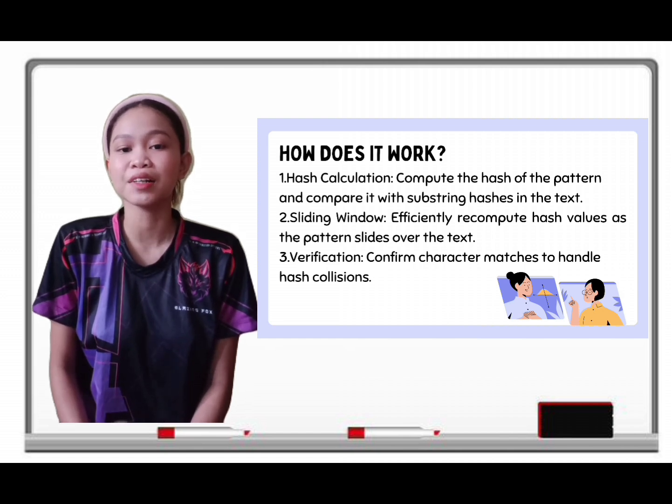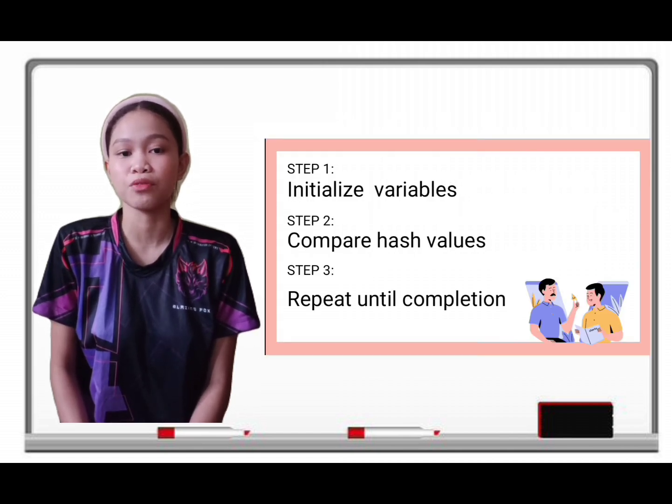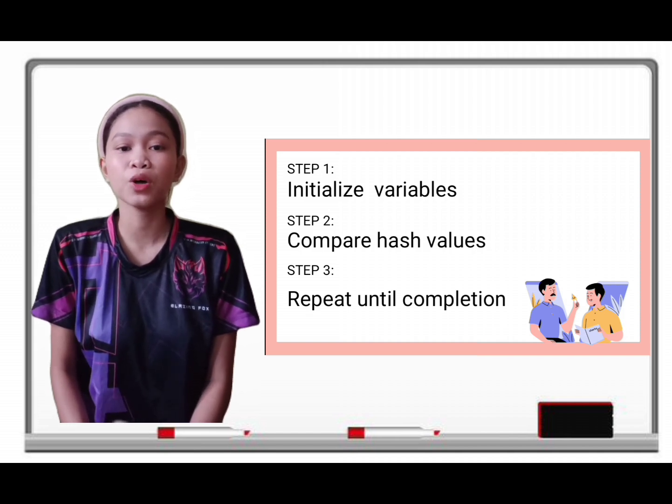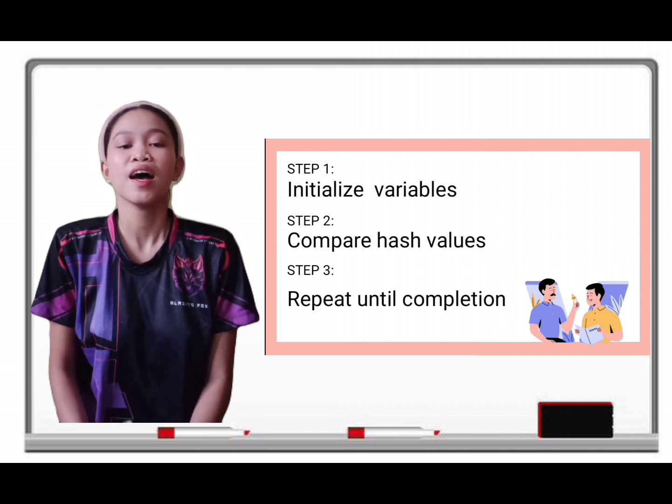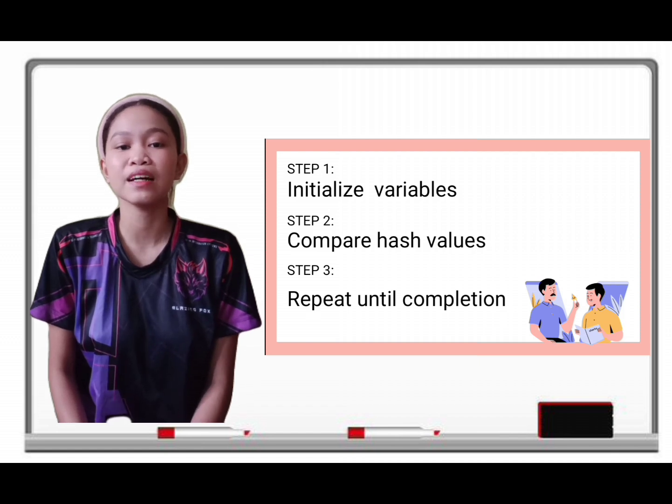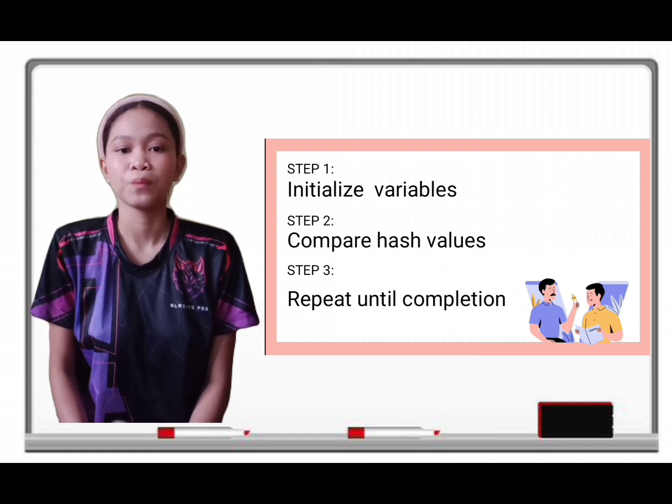And these are the step-by-step explanations. First is initialize the variables. Second is we will compare the hash value. And third is repeat until completion. So let's start.